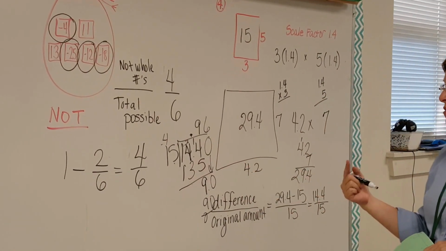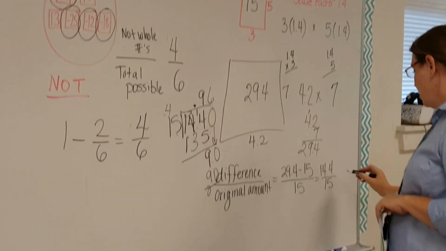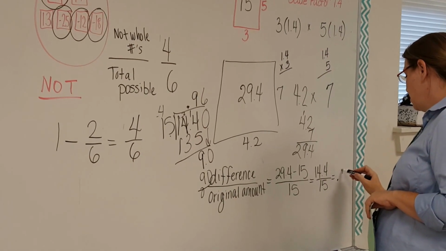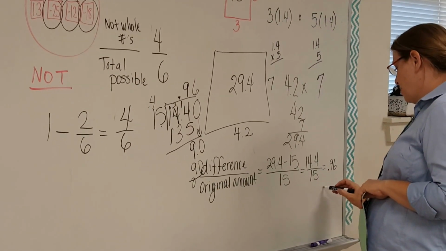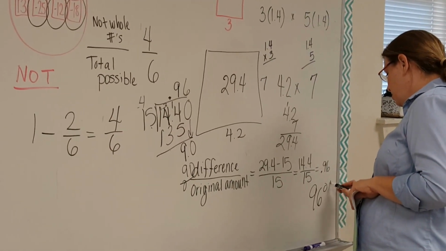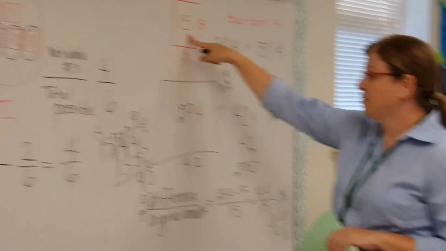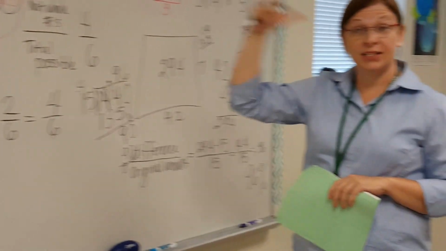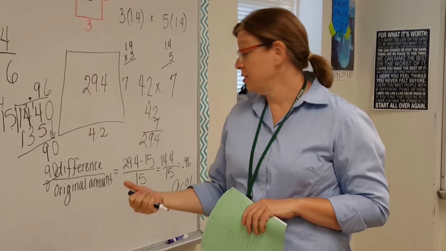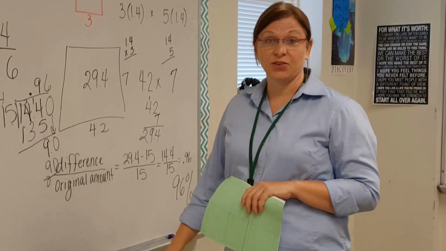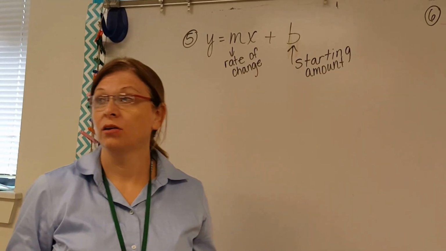So the percent of change on that, this is 0.96, and that would be a 96% increase. Since we're going from 15 to 29.4, it's getting larger, and that would be an increase. So 96% increase.